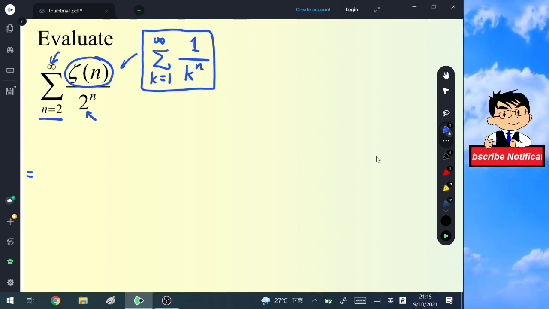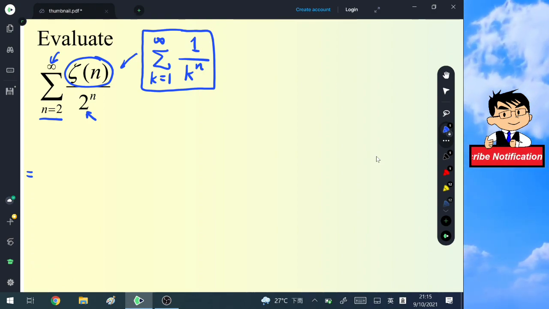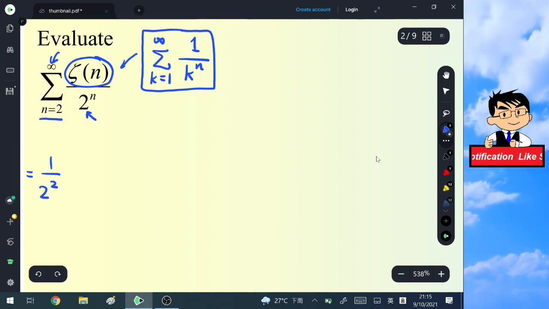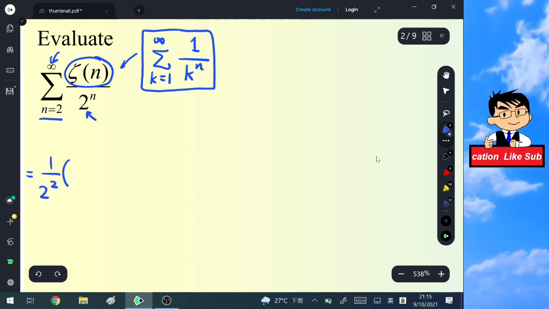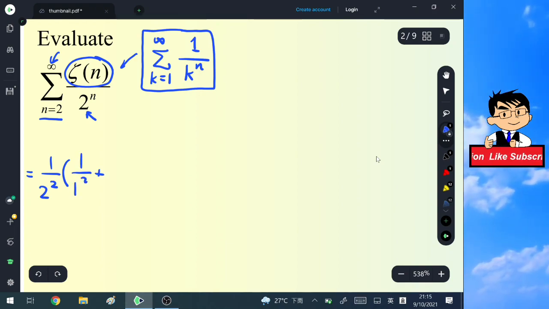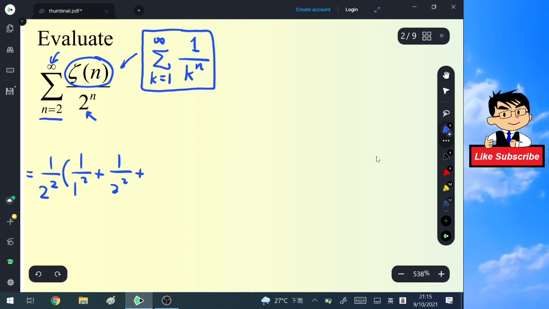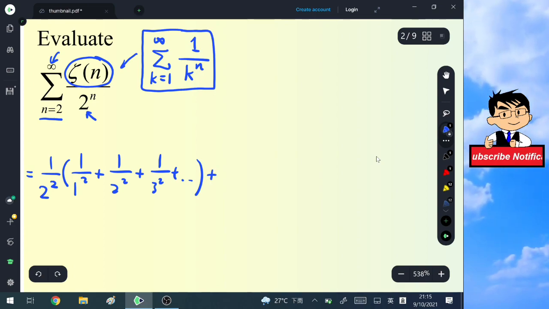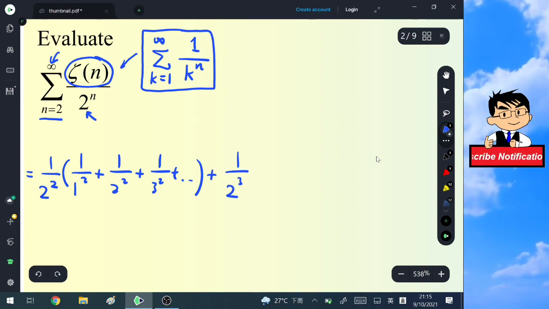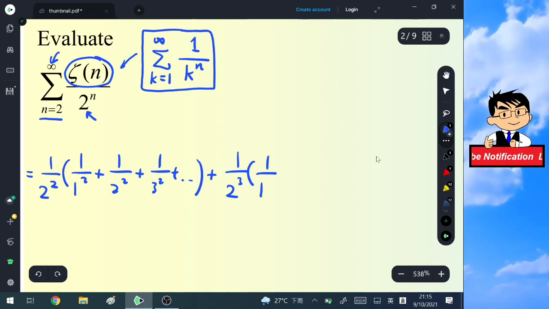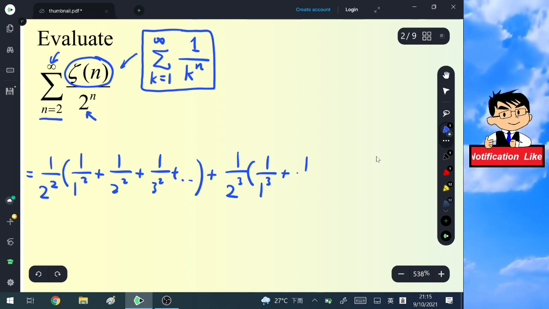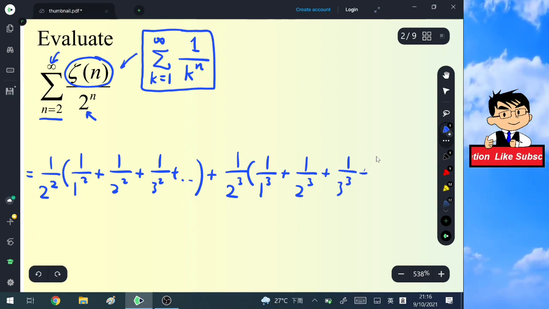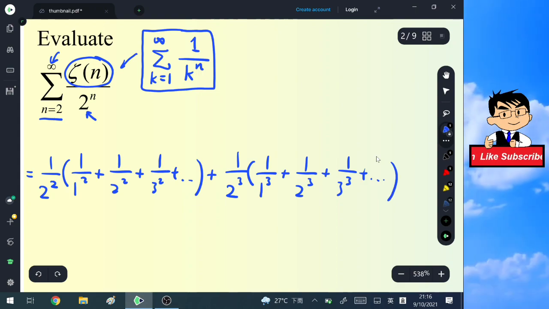For the first term, we put n equals 2 into the sum, which is 1 over 2 squared, and then we multiply with the zeta function, which is 1 over 1 squared plus 1 over 2 squared plus 1 over 3 squared plus dot dot dot to infinity. And with the second term, we have 1 over 2 to the power of 3 times 1 over 1 to the power of 3 plus 1 over 2 to the power of 3 plus 1 over 3 to the power of 3 plus dot dot dot to infinity.